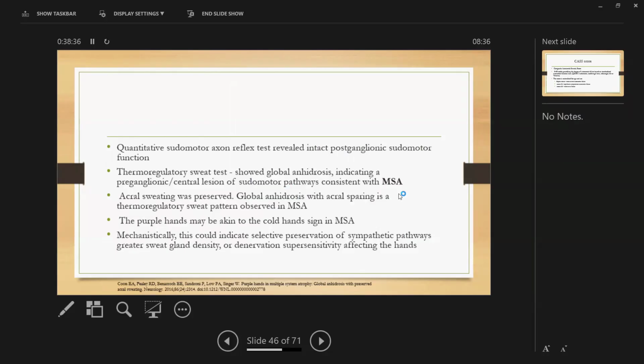In MSA, the main problem is in the preganglionic central pathways, along with relative preservation of the sweat neurons of the acral sweat gland region. So it indicates selective preservation of sympathetic pathways of greater sweat gland density, that is, in the palms. So with selective sparing of the palms and anhidrosis of the rest of the body in a patient with a history of Parkinsonism, we must think of multiple system atrophy.